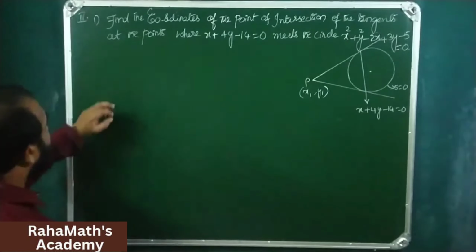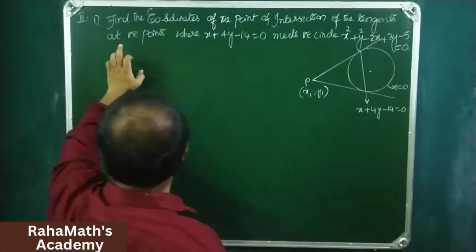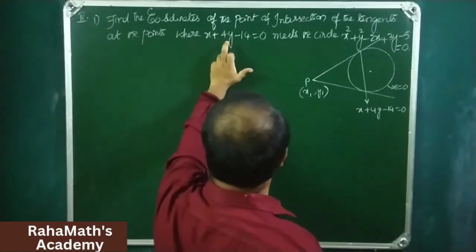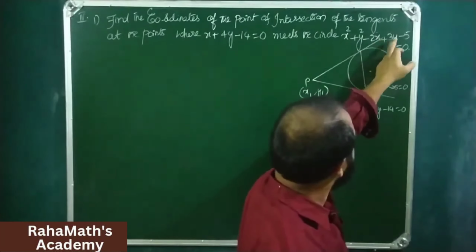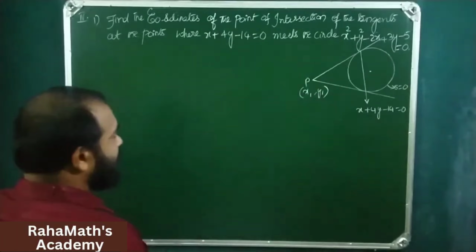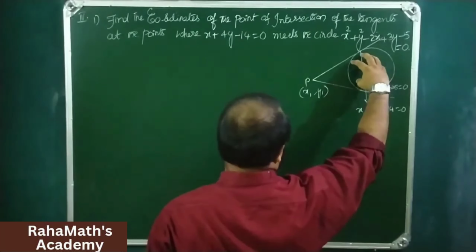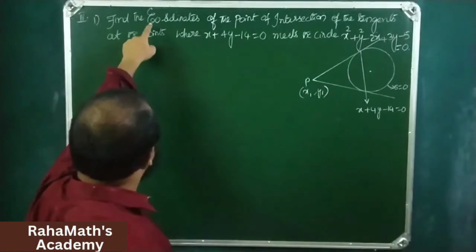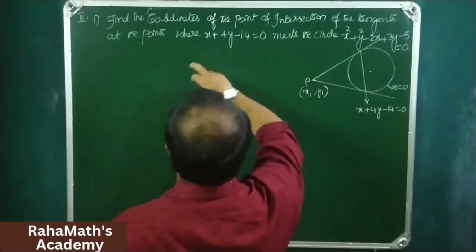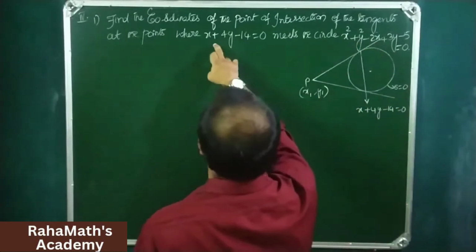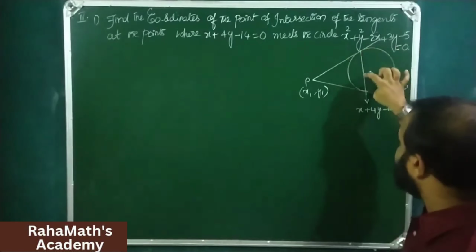Next question: find the coordinates of the point of intersection of the tangents at the points where x plus 4y minus 14 equals 0 meets the circle x square plus y square minus 2x plus 3y minus 5 equals 0. The circle S equals 0 is given, and we need the point of intersection of the tangents at the points where this line, x plus 4y minus 14 equals 0, meets the circle. This line touches the circle at these points.